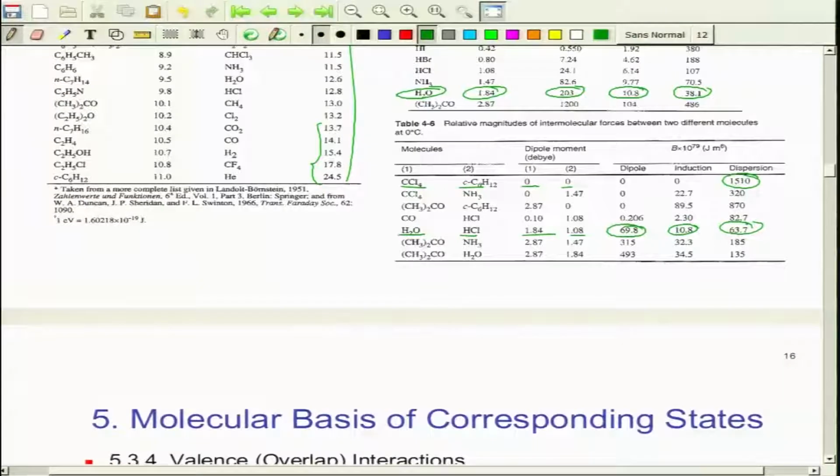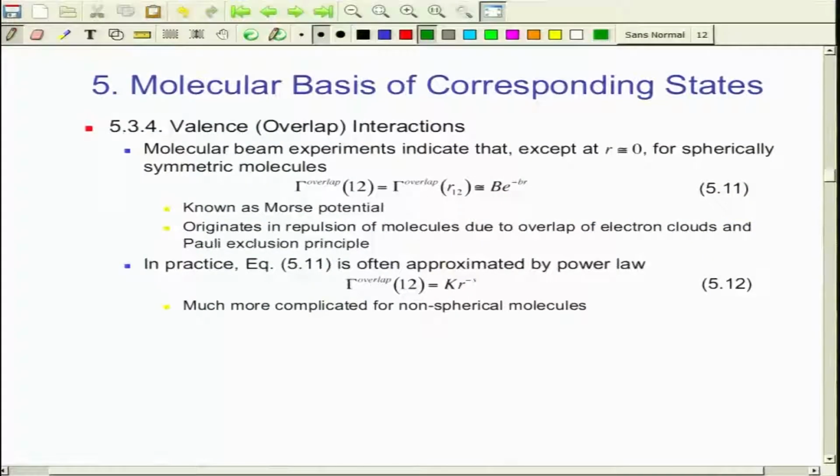So it tells you that dispersion cannot be ignored compared to the dipole for many sets of molecules and combinations. In addition to dispersion, we also have to consider the valence overlap or repulsive interaction. Molecular beam experiments indicate that, except at r equal to 0, that is when the particles are close by, for spherically symmetric molecules we can approximate this overlap potential as simply a constant B multiplied by exponential of minus another constant small b r, which is sometimes also called the Morse potential. It has an origin in the overlap of electronic clouds and Pauli's exclusion principle. In practice, we often approximate it by a power law like this.